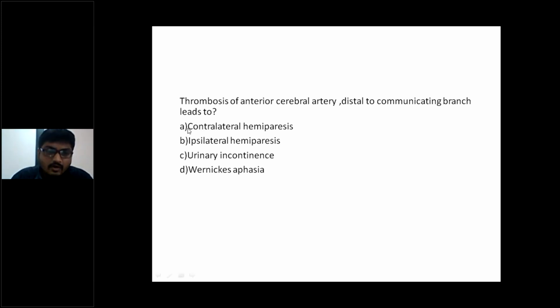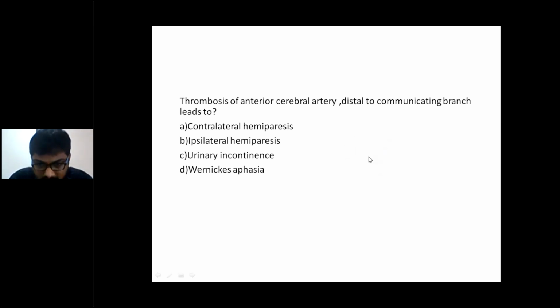See, contralateral hemiparesis, as I have said, is due to involvement of the corticospinal tract, and that is due to the M1 division. Thrombosis of the anterior cerebral artery distal to the communicating branch: which segment is that? The A2 segment. Is A2 the vertical or horizontal segment? I am not revising the previous class. Distal to the communicating branch. See, the pre-communicating segment I have done.